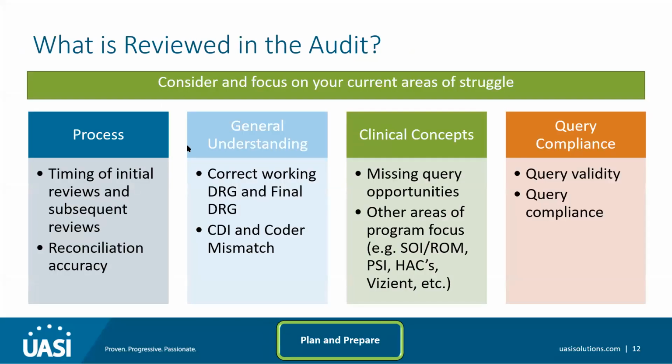So what is reviewed in the audit? The what is reviewed is a very important piece in the planning and preparing process. And I like to think that CDI audits can cover four general areas: process, general understanding, clinical concepts, and query compliance. And I just listed a few examples under each of them. The process type audit is validating that the staff are following processes and procedures, like timing of initial reviews, subsequent reviews following your policy, and then if you do reconciliation, that it's done accurately.